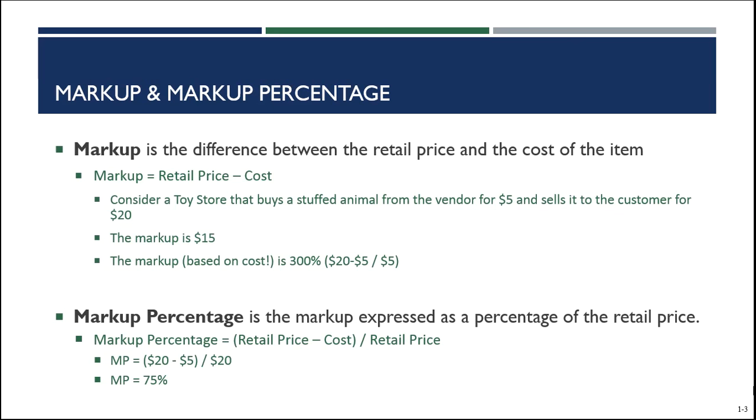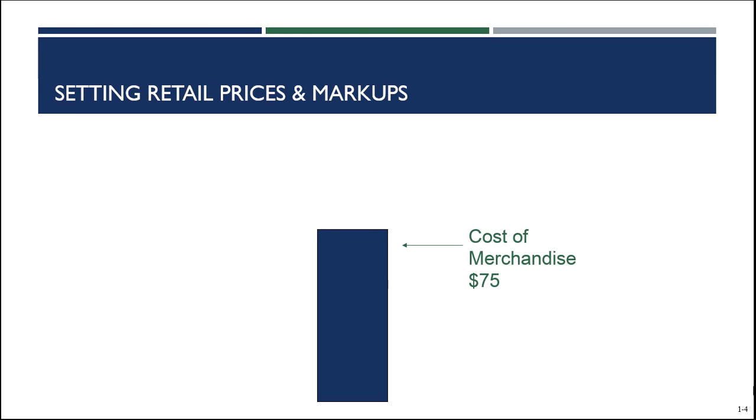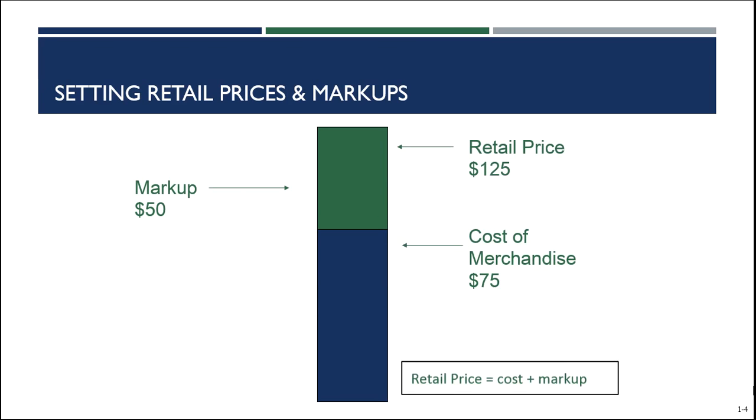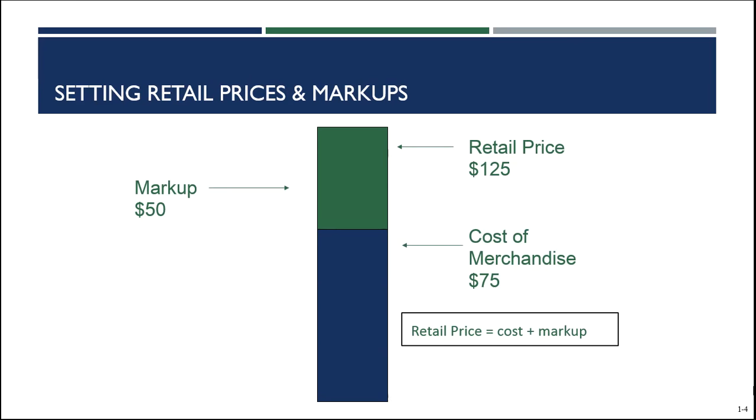All right, so you can Google the markup percentage averages for the industry of just about any piece of merchandise, and you can determine what that is. So let's do a few examples using the markup percentage. Let's say we have a piece of merchandise that costs $75. If we mark it up $50, the retail price is $125. Right? So right now we're starting with our very basic retail price equation. Retail price equals the cost of the merchandise plus the markup.